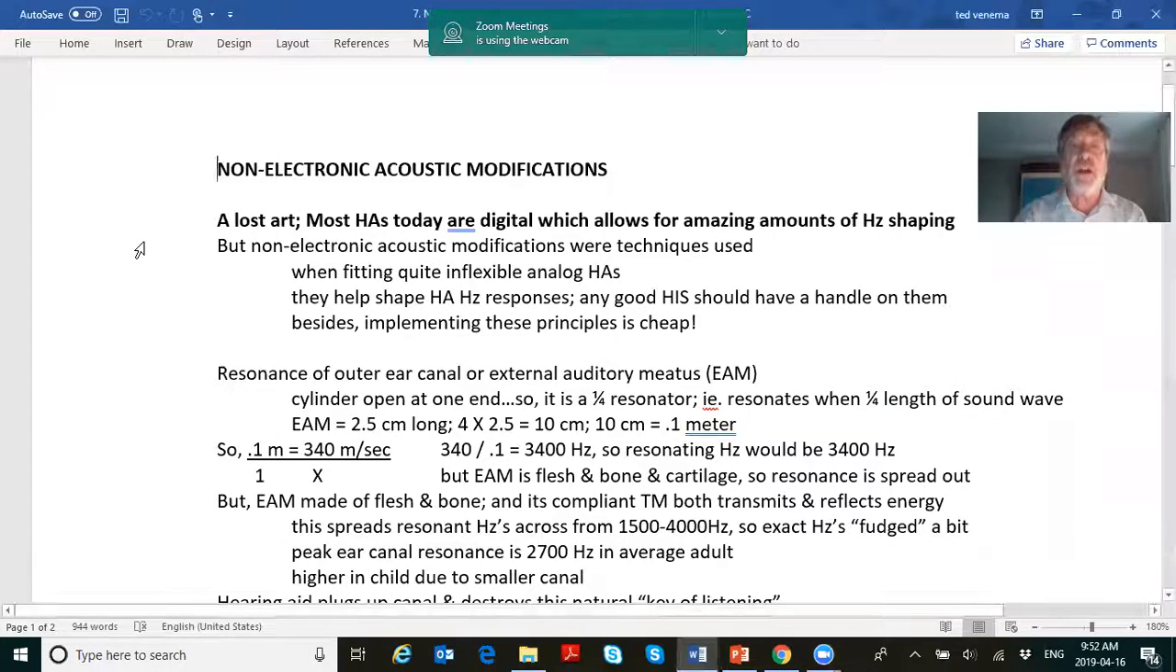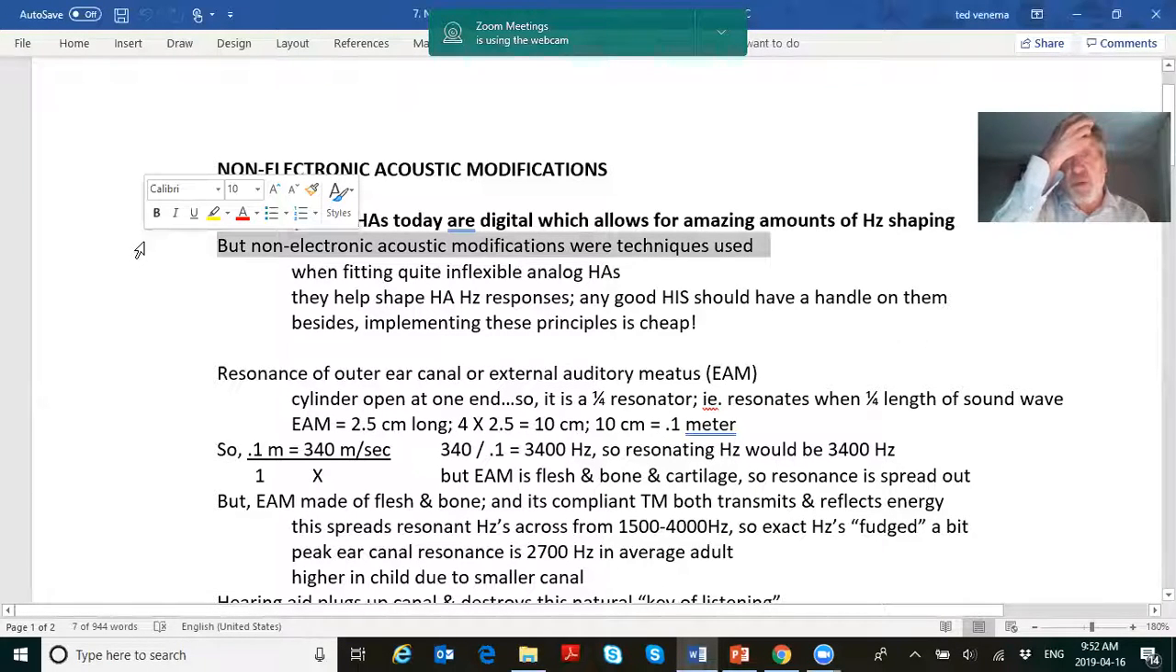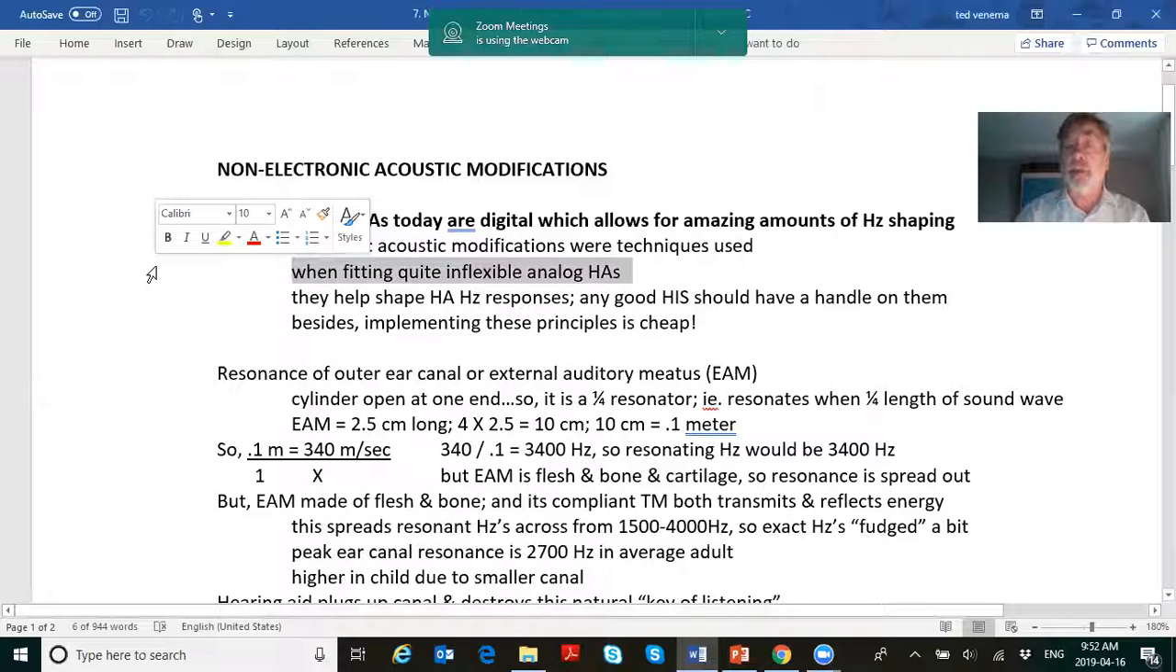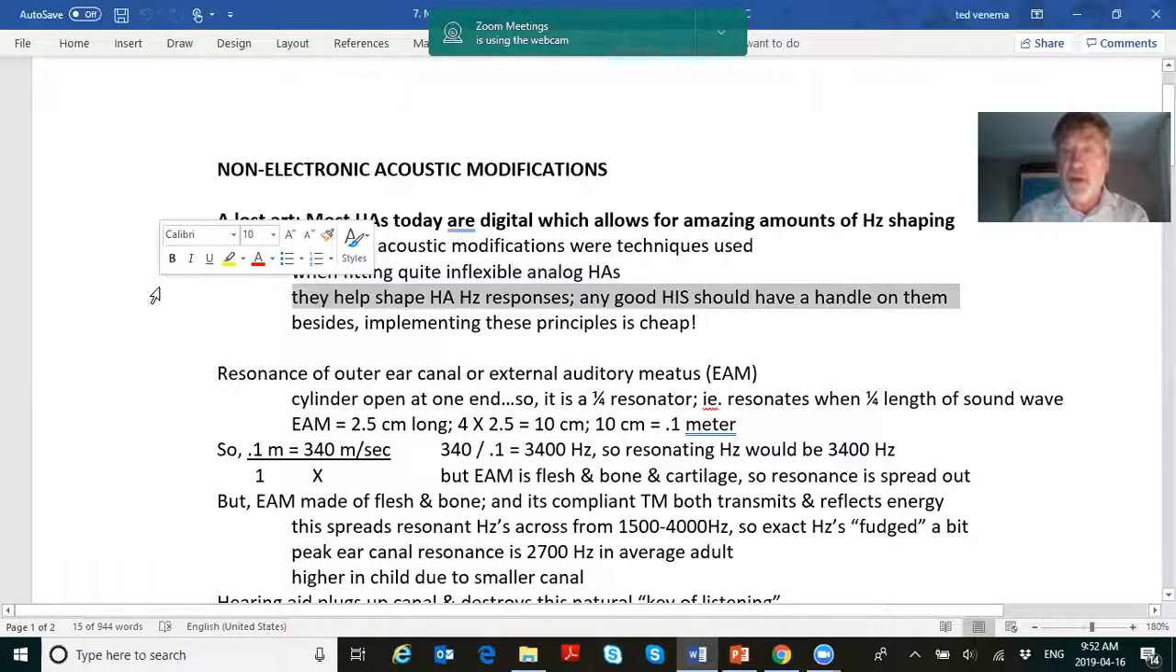But non-electronic acoustic modifications are techniques that were used a lot more yesterday than today, but we still use one of them today a lot. And they were really handy when fitting quite inflexible analog hearing aids. Okay, now here, analog is not digital. And analog hearing aids, you could shape the frequency response a bit with them, but not as much as you can do today. Today's hearing aids are very flexible, okay? Anyway, non-electronic acoustic modifications do help to shape the frequency response, and any good HIS should have a handle on them. Besides, implementing the principles is cheap.